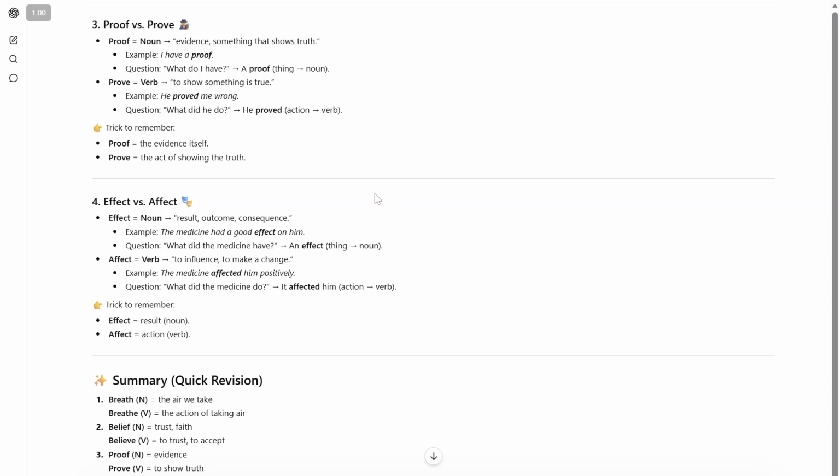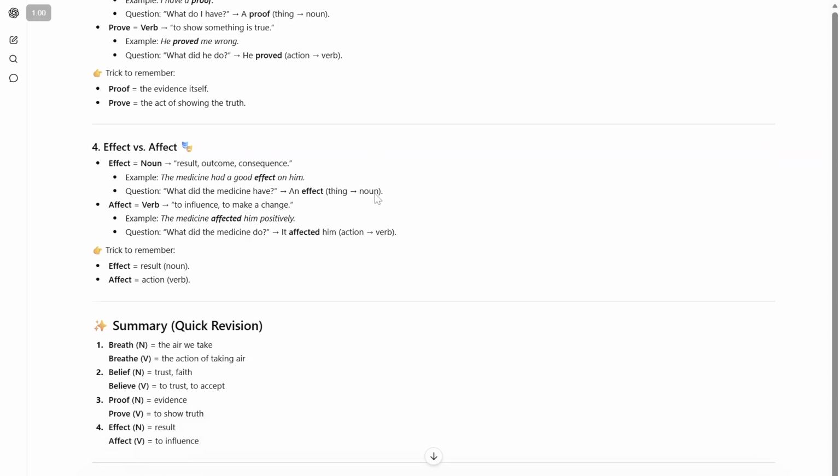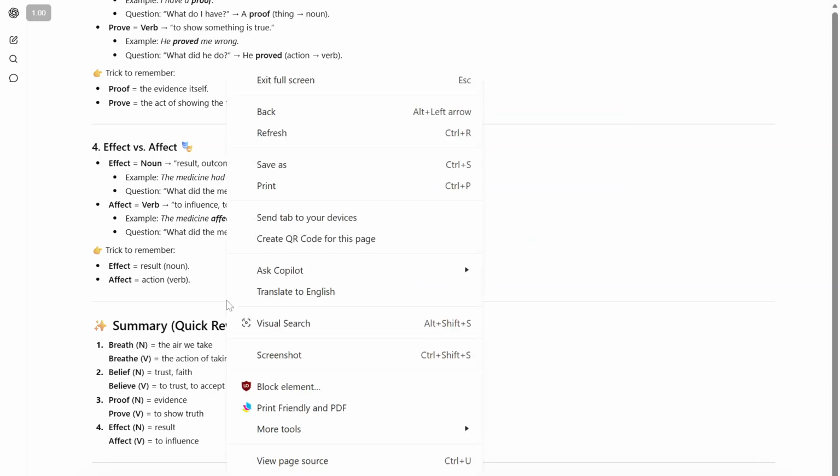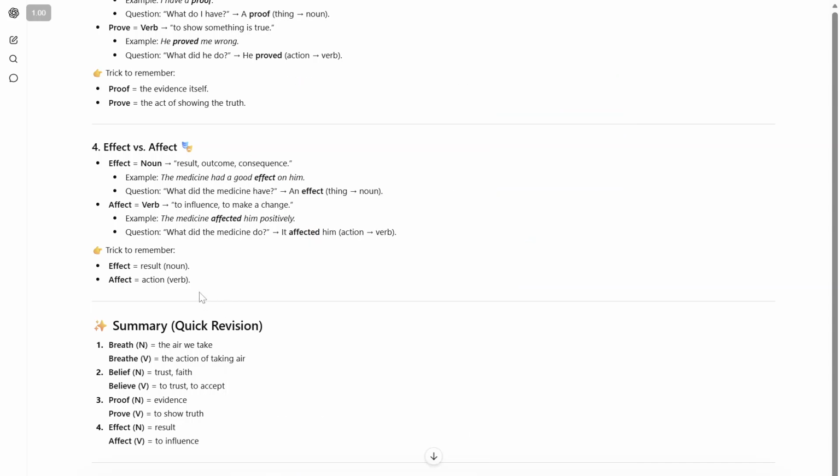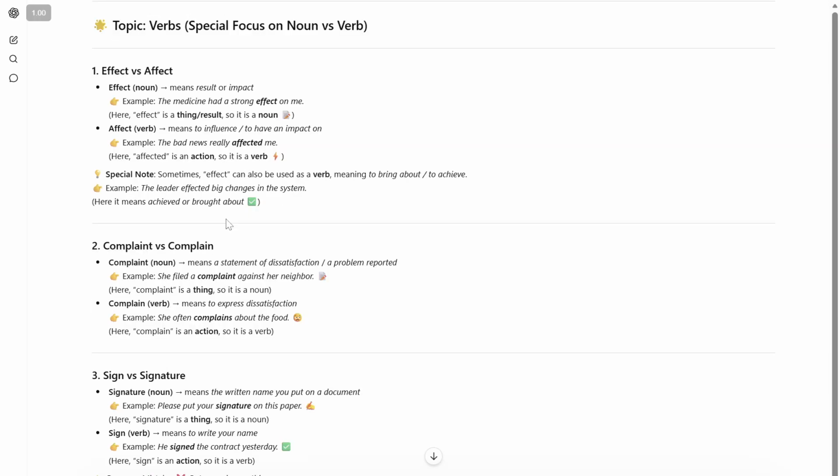1. Breath (N) equals the air we take. Breathe (V) equals the action of taking air. 2. Belief (N) equals trust, faith. Believe (V) equals to trust, to accept. 3. Proof (N) equals evidence. Prove (V) equals to show truth. 4. Affect (N) equals result. Affect (V) equals to influence.